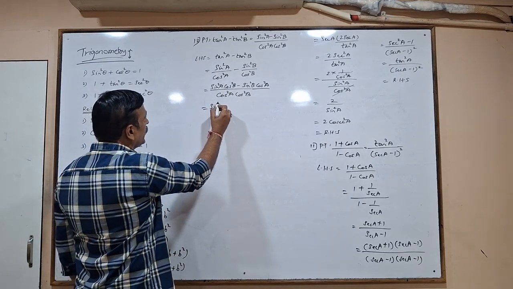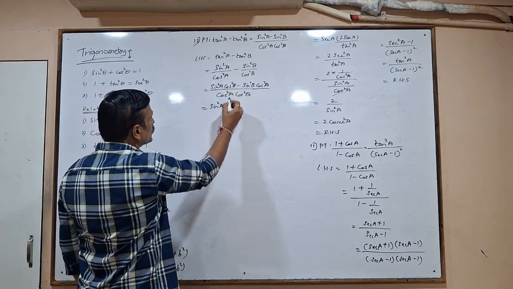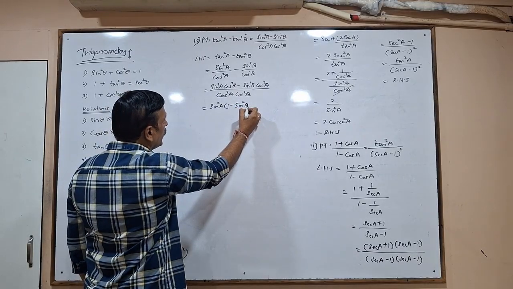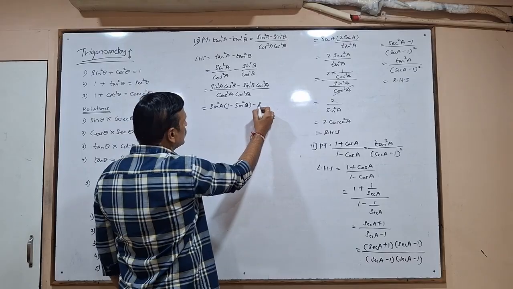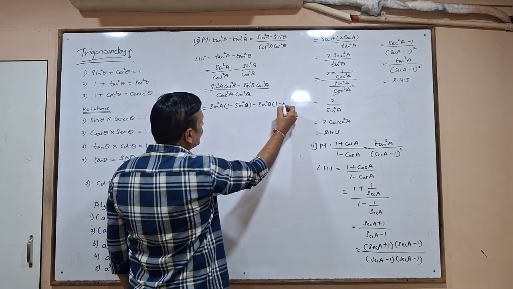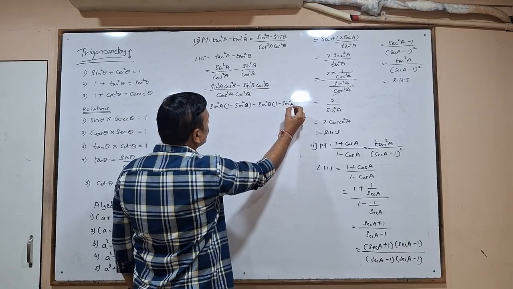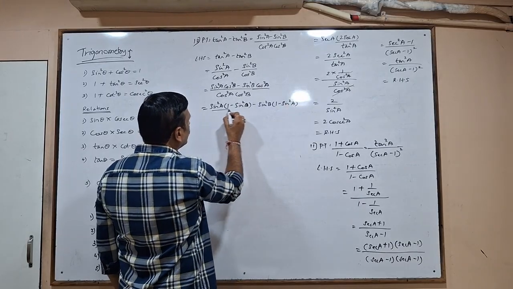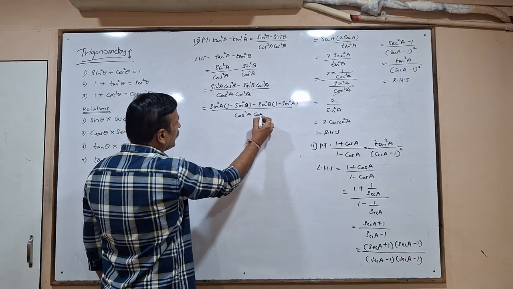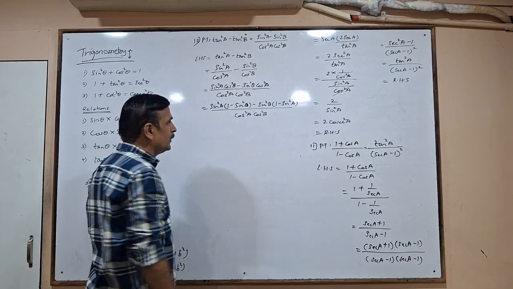So sin square A, what is cos square B? 1 minus sin square B. Sin square B, what is cos square A? 1 minus sin square A, upon cos square A into cos square B.